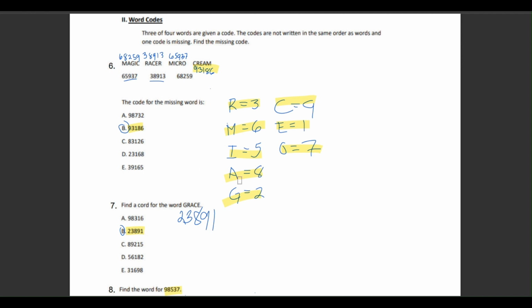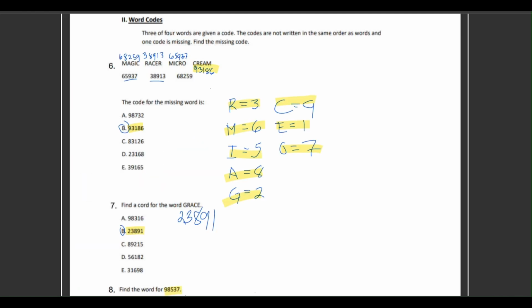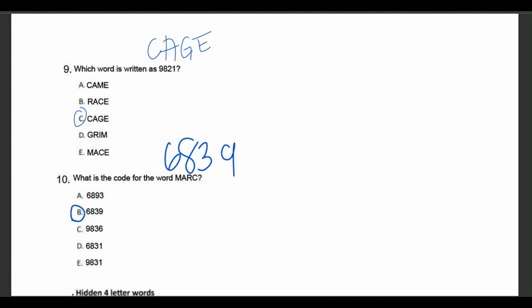Explanation. Let's crack this code again. A equals 8, C equals 9, E equals 1, G equals 2, I equals 5, M equals 6, R equals 3, O equals 7. The code is 9,821. 9 equals C, 8 equals A, 2 equals G, 1 equals E. Putting it all together spells cage.